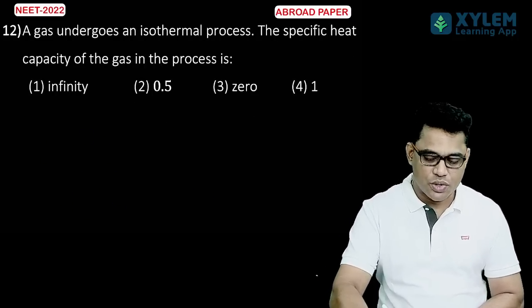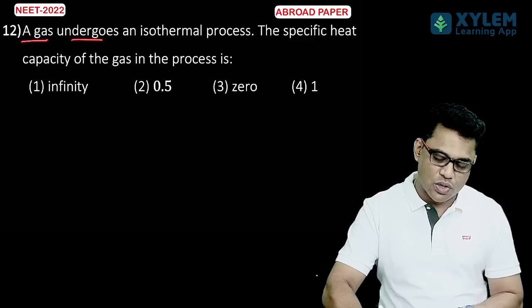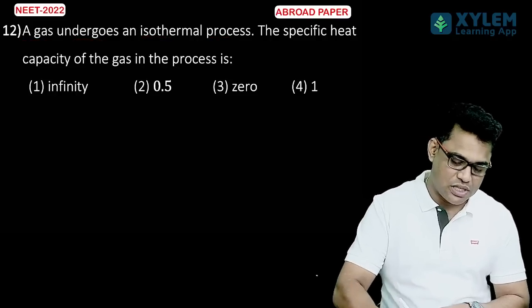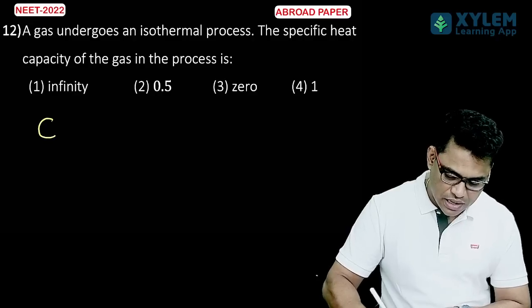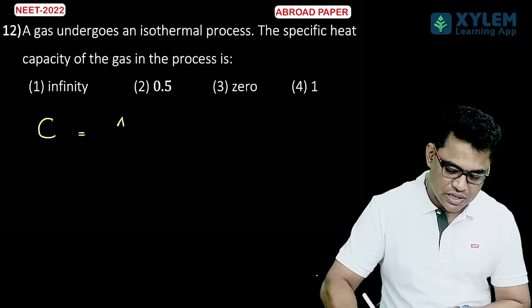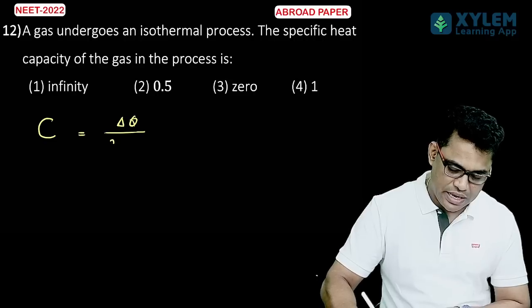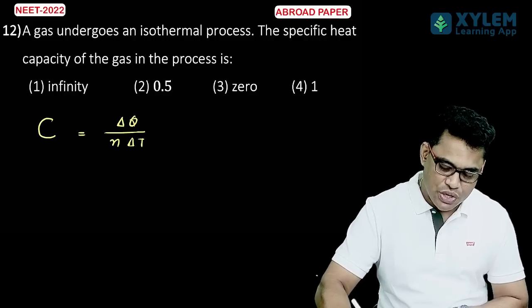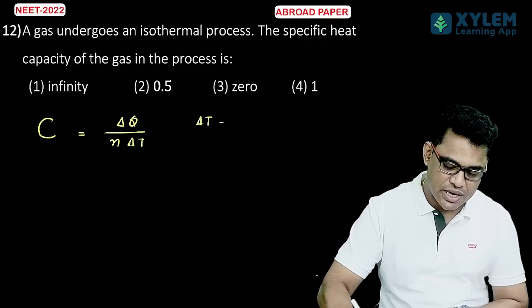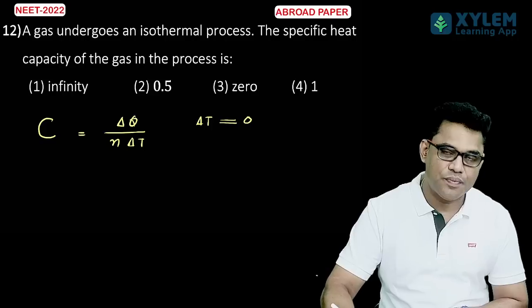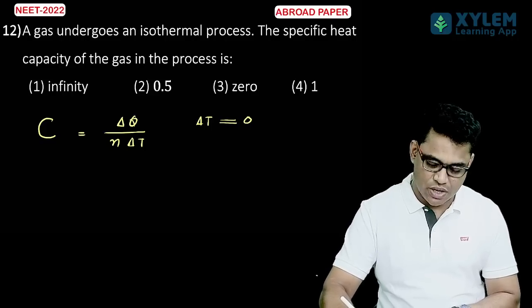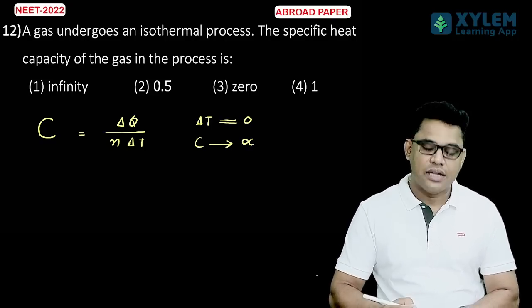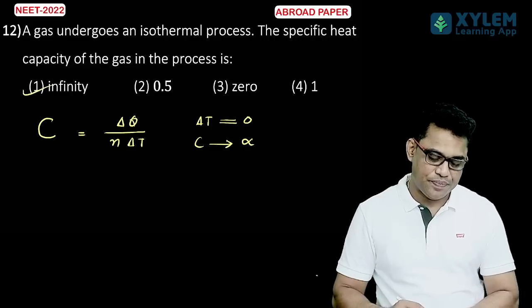Okay. 12th question. A gas undergoes an isothermal process. The specific heat capacity of a gas in the process is. For any process, the specific heat capacity is given as delta Q divided by n delta T. Since it is an isothermal process, you know delta T, change in temperature, is equal to 0. As delta T tends to 0, C approaches infinity. Isn't it? Therefore, the right option is infinity.